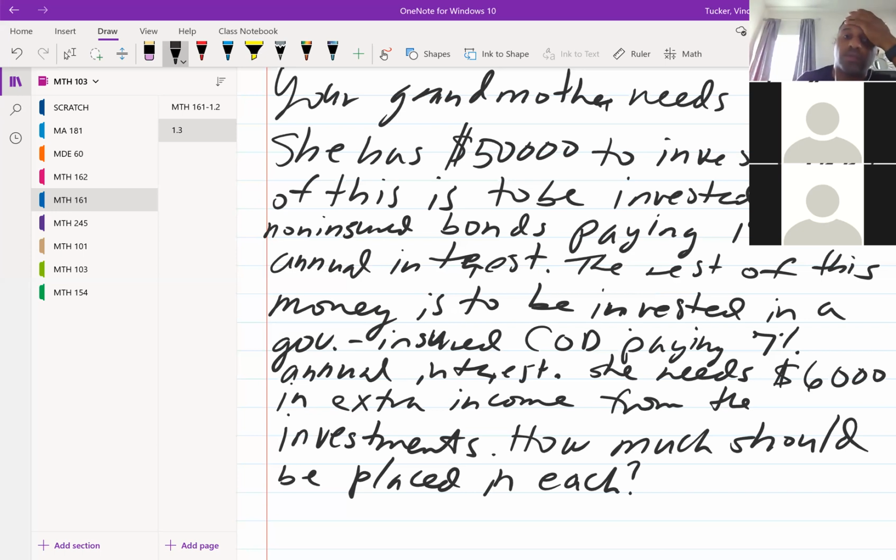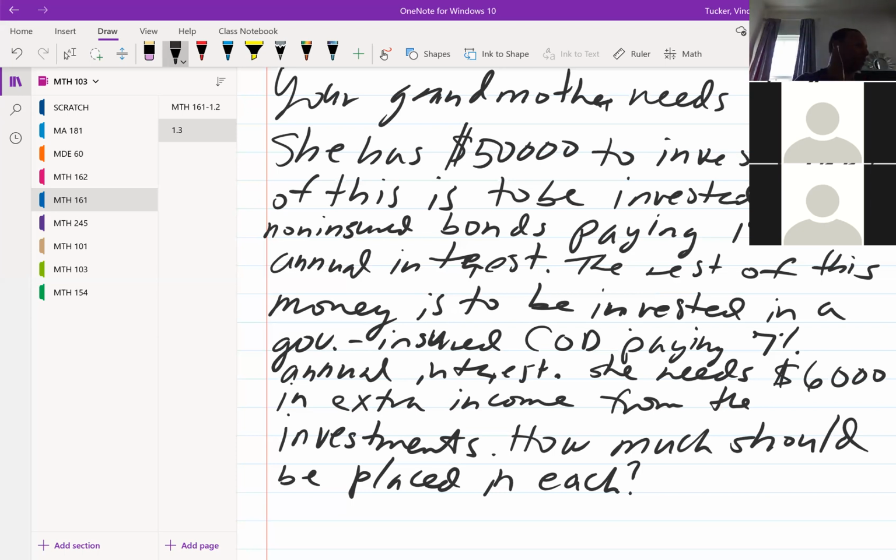All right, so your grandmother needs help. She has $50,000 to invest. Part of this is to be invested in non-insured bonds, paying 15% annual interest. The rest of this money is to be invested in a government insured certificate of deposit, CD, paying 7% annual interest. She needs $6,000 in extra income from investments. How much should be placed in each?